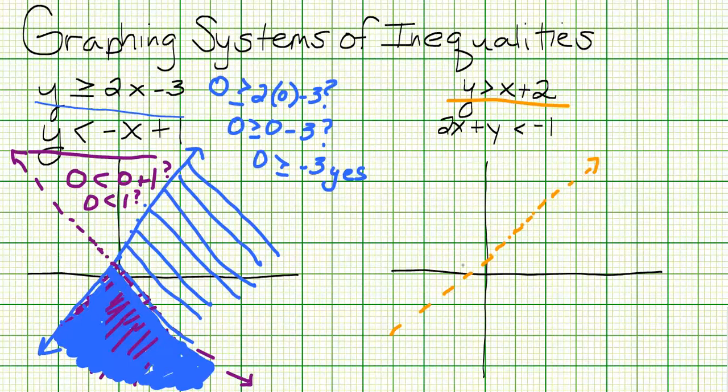Lucky for me, 0, 0 does not lie on that line, so I can test 0, 0. Okay, is 0 greater than 0 plus 2? Is 0 greater than 2? No, it's not. So I can't shade here where 0, 0 is. I need to shade on the other side. And again, I'm just going to use a few lines, I guess, to remind myself that I'm shading above it. That way, by the time I get to the next equation, I haven't forgotten where to shade.